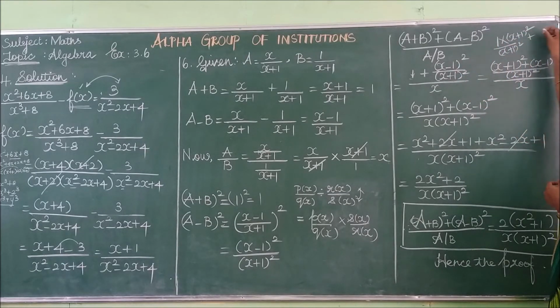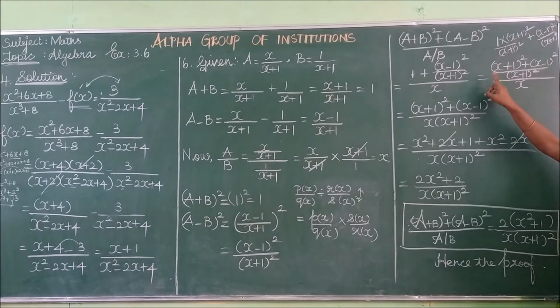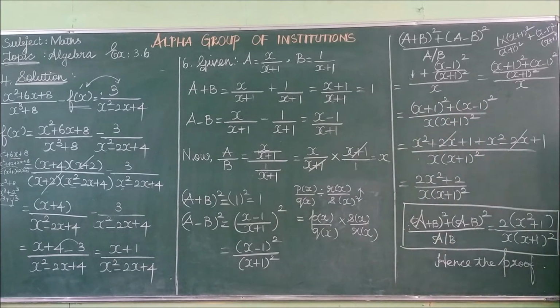What is the next term? (x minus 1) square divided by (x plus 1) square. So 1 into (x plus 1) whole square, which is equal to (x plus 1) whole square plus (x minus 1) whole square. Both contain the same denominator (x plus 1) whole square, divided by this x. So the denominator gets multiplied. What's the numerator? (x plus 1) whole square plus (x minus 1) whole square.